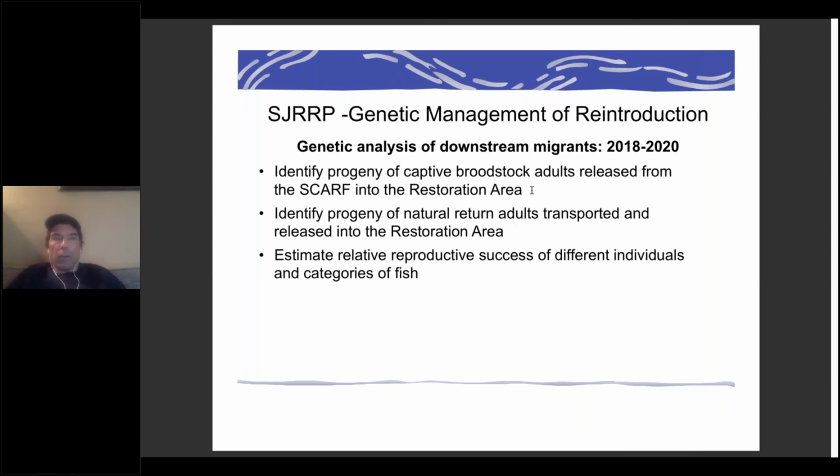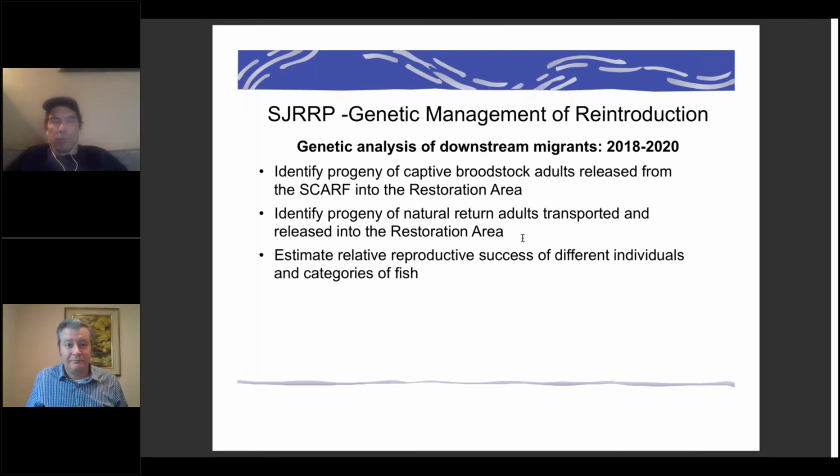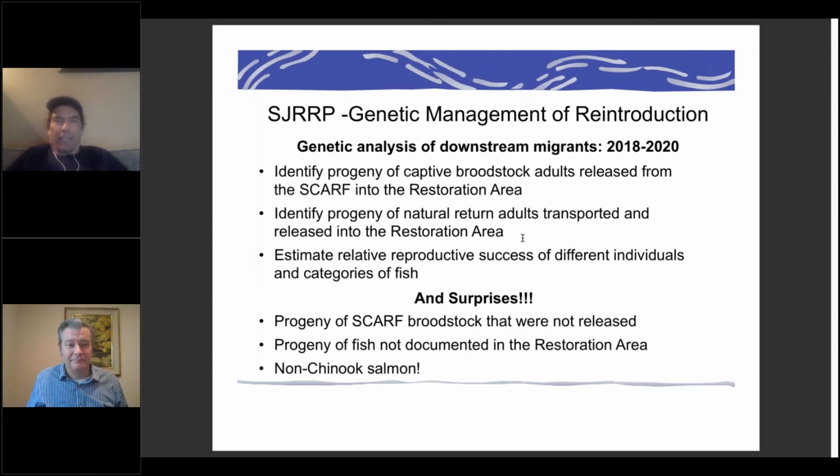The goals for that are to understand the efficacy of the novel adult release, mature adult release program that has been used in the restoration area, to identify progeny of natural returning adults that are brought into the restoration area, and also to estimate the relative reproductive success of individuals from different release strategies and different categories of fish. However, one of the more interesting things about the rotary screw trap analysis has been all the surprises that we've found, and everyone likes surprises, as do we.